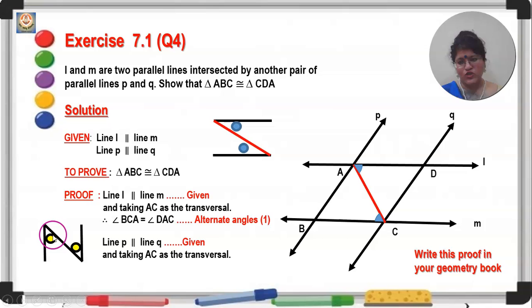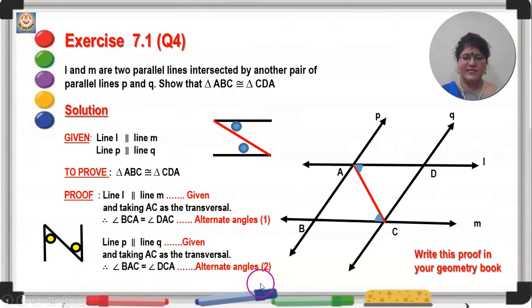AC is a transversal. So this and this will be Z-shaped angles, that is alternate angles. So which two angles will be congruent? You'll have BAC congruent to DCA. So the next statement is this, because they are alternate angles, right? And you number that as statement 2. And in the diagram, I have shown this with yellow markings. So this angle in blue is congruent to this angle in blue when line L is parallel to M. And this angle in yellow is congruent to this angle in yellow when P is parallel to Q.